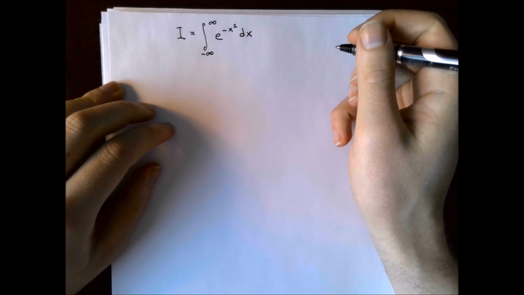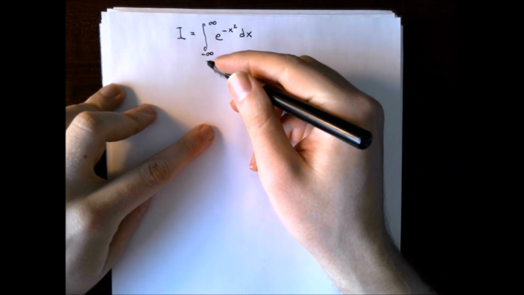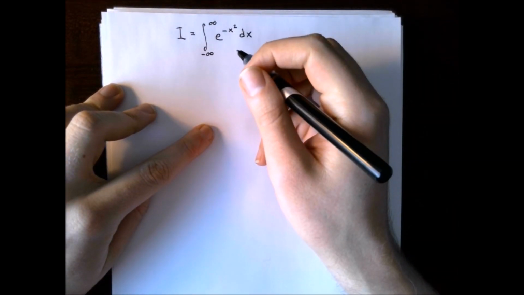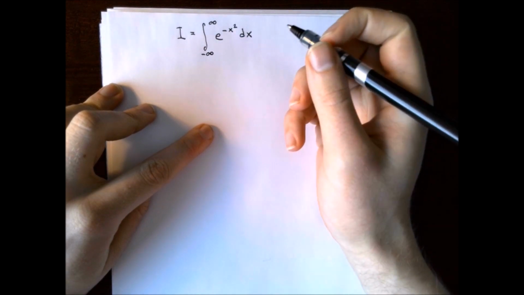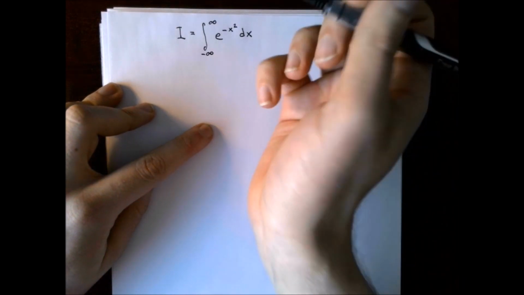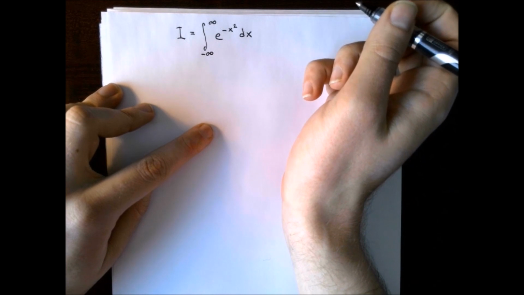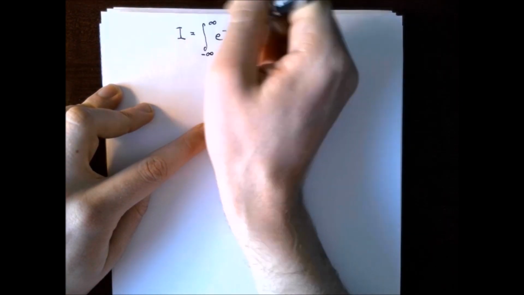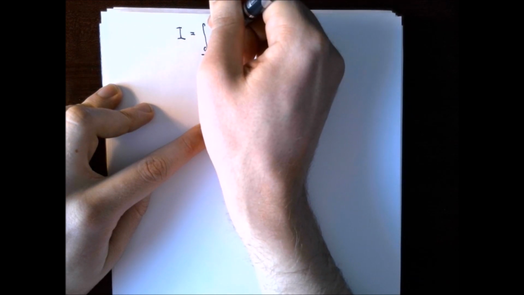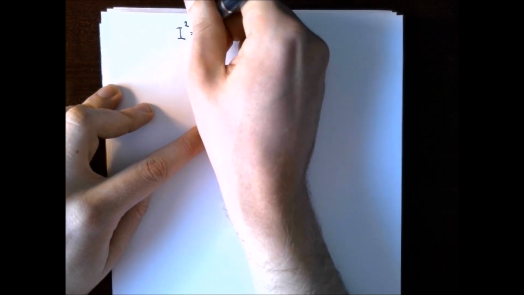In this video I'm going to show you how to integrate the Gaussian integral, which is the integral from minus infinity to infinity e to the minus x squared dx. Though it looks simple, there's a bit of a trick in how to do this. So we start by marking this integral with some letter, say I, and then squaring both sides.